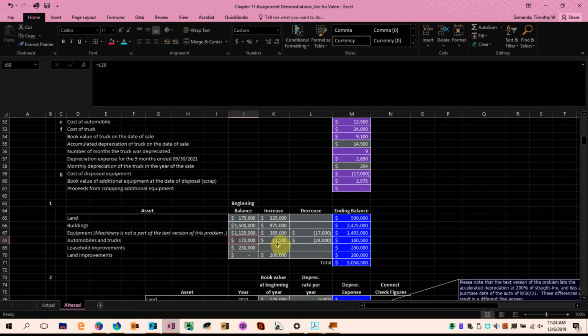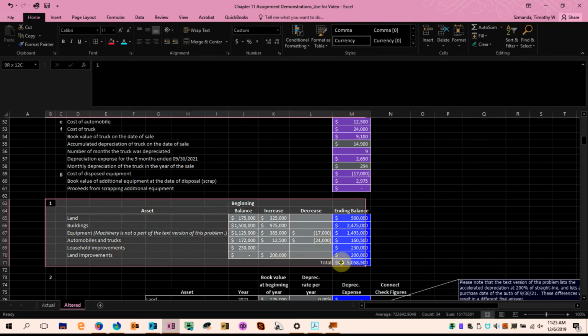Same thing with the automobiles and trucks. I'm just going to take the beginning, which is given, any additions of, in this case, we purchased an auto in part E, as in Edward. We purchased a new auto for $12,500, so we'll add that in. And then we lost $24,000 on the truck in part F, because that was sold. We sold a truck that had a cost of $24,000. So again, we're ignoring depreciation in this part. Part 1 is strictly the increases and decreases added to or deducted from the beginning balance.